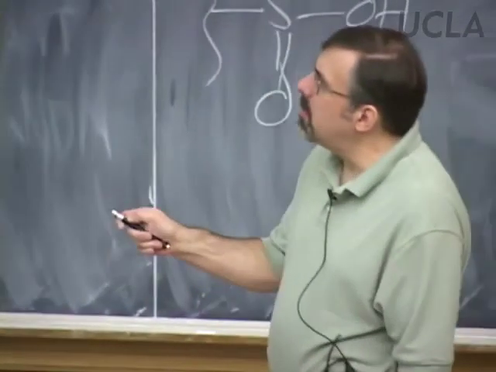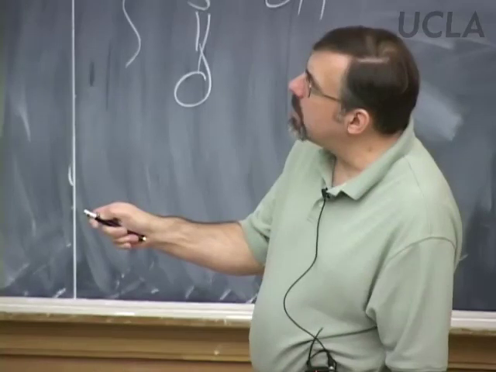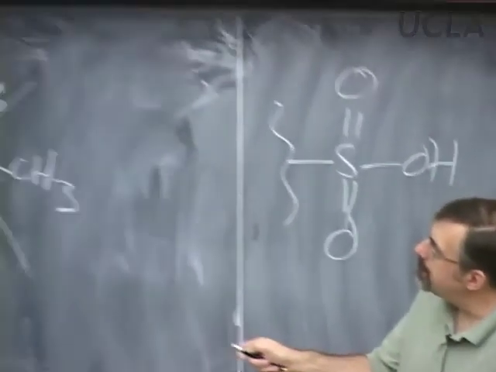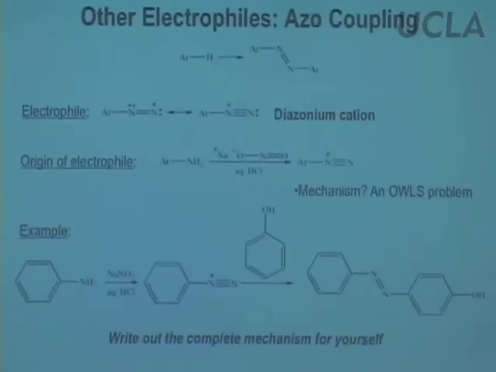Let's imagine you wanted to make this molecule, which happens to be yellow, and you wanted to make it from phenol. So there is the bond that you would break. There's our electrophile. And that would, by using this process, would come from the NH2. And again, I will leave you to work out the whole mechanism for yourself to do that.